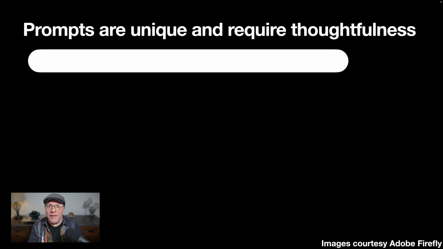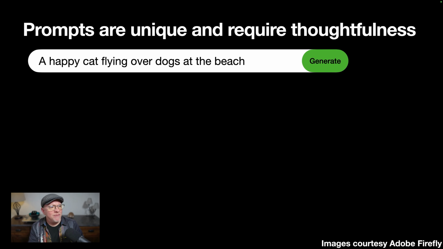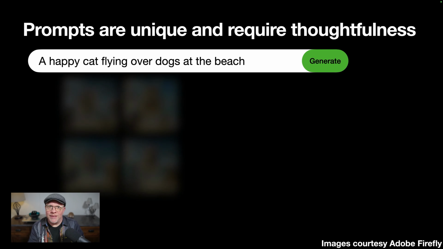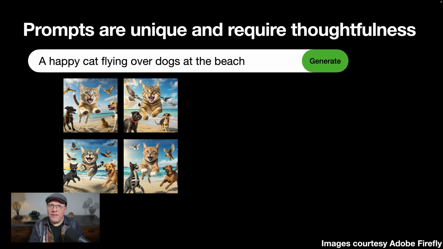Now that you know the AI won't generate the image for you until you tell it what to draw, you can start to recognize the importance of the prompt that you type into that text box. Let's pretend that we are creating a new children's book, and one of the images that you want is a happy cat flying over dogs at the beach. That sounds good. So let's go ahead and generate this. As you can see, the AI generated a few different options for us.